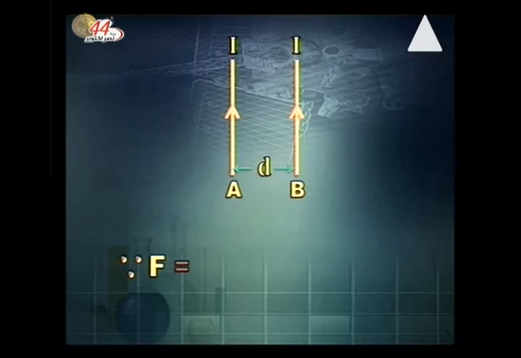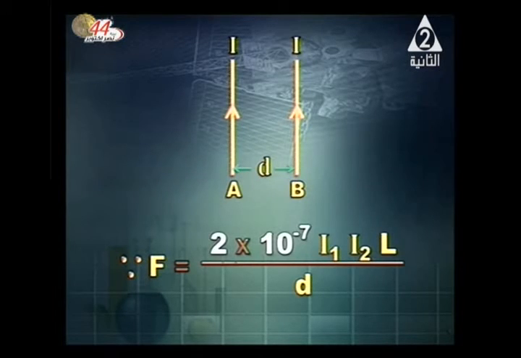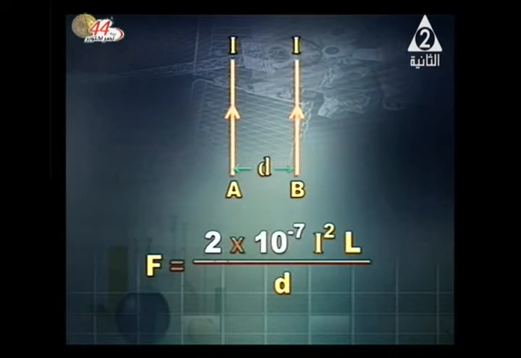Since the force is determined from the expression F equals 2 times 10 to the power of negative 7, I1 I2 L over D, this is the expression that determines the size of the force. So it is equal to 2 times 10 to the power of negative 7, I squared L over D, I squared because they carry the same current intensity.